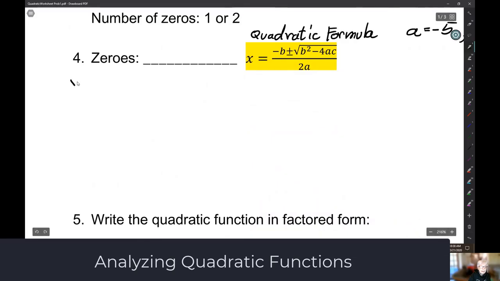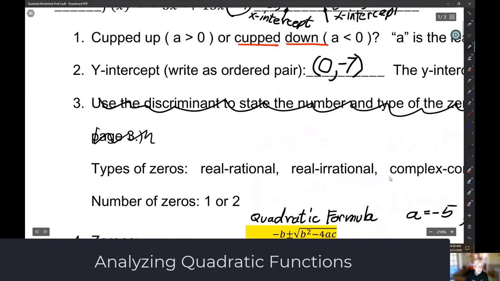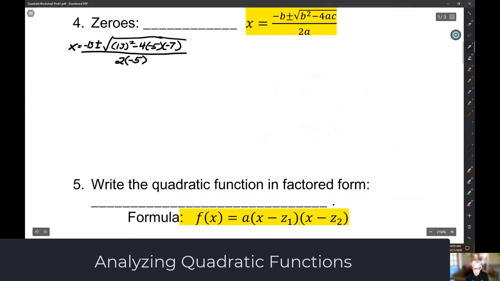Okay, so we're going to have X equals negative B plus or minus, well, no, I'm not gonna write that because it's already written there. Instead, negative 13 plus or minus the square root of 13 squared minus 4 times A times C, all over 2A. Now let me double check that C is indeed negative 7, B is positive 13, and A is negative 5. Okay, all right. I am going to pull up my calculator.